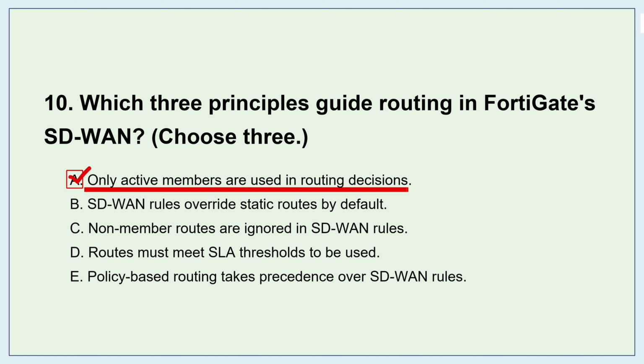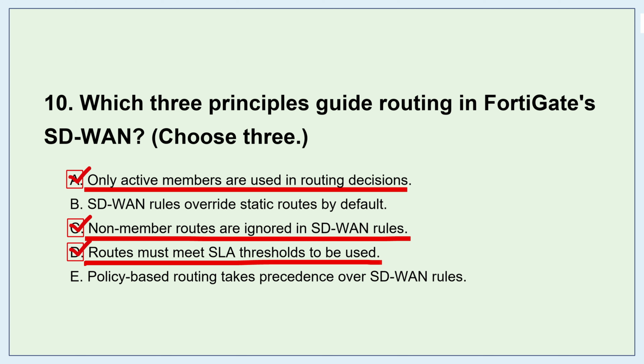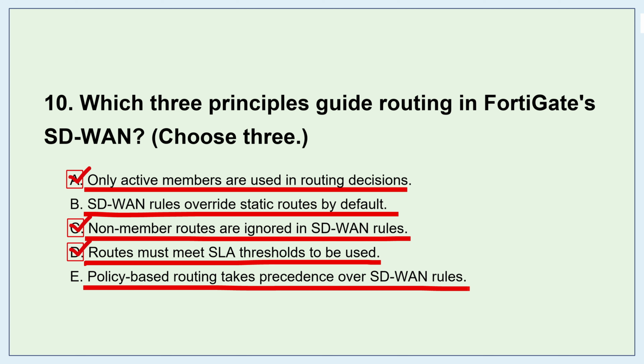Correct. Only active members are used for routing decisions. Correct. Non-member routes are ignored in SD-WAN rules. Correct. Routes must meet SLA thresholds to be used. Incorrect. Static routes and policy-based rules have different priority considerations.